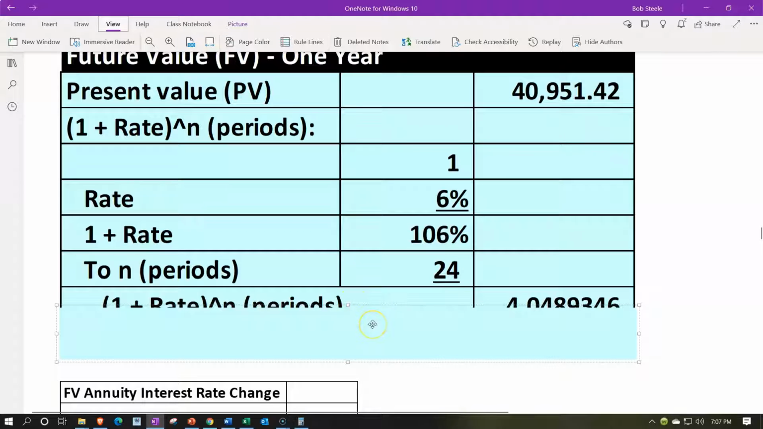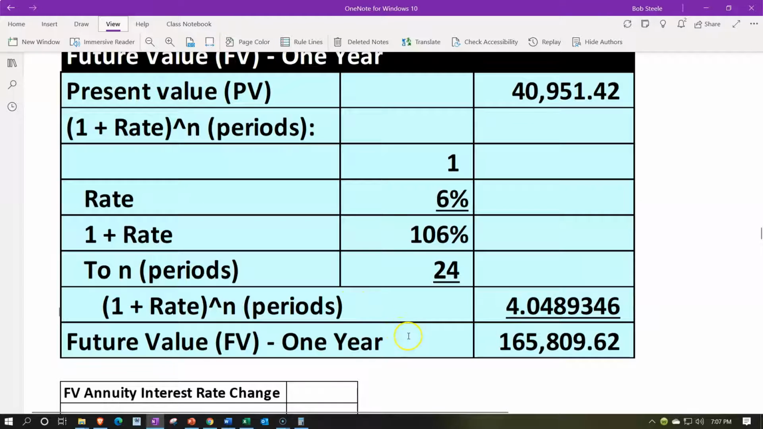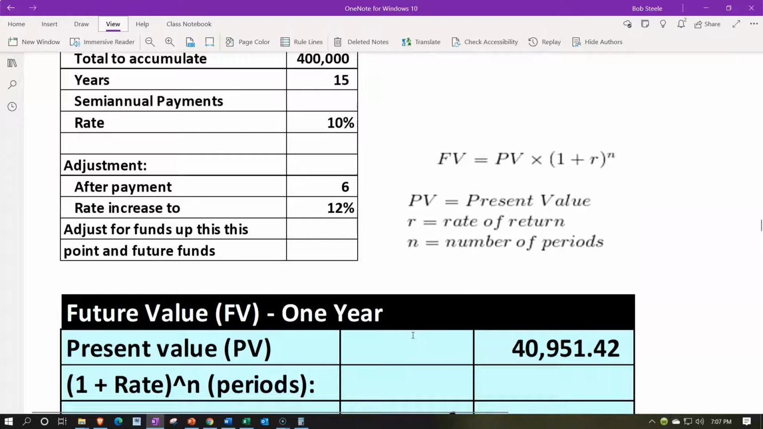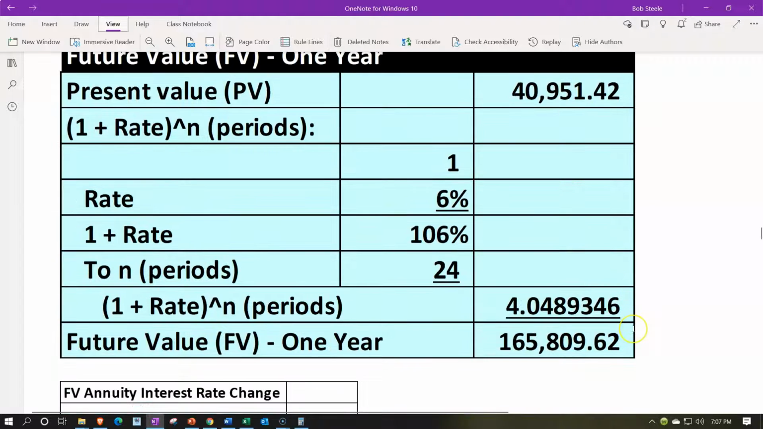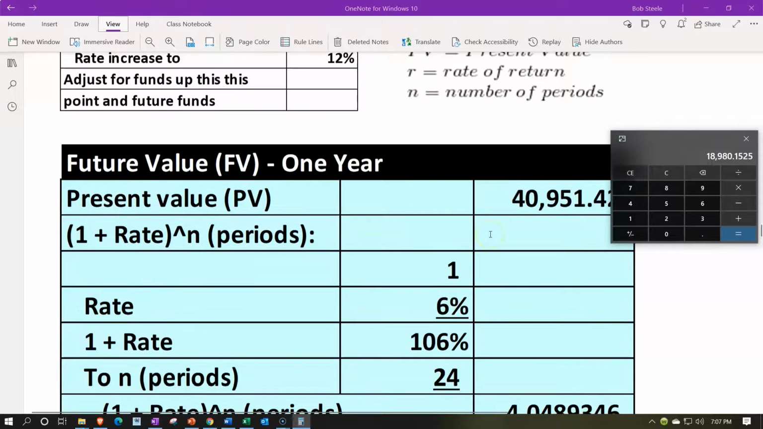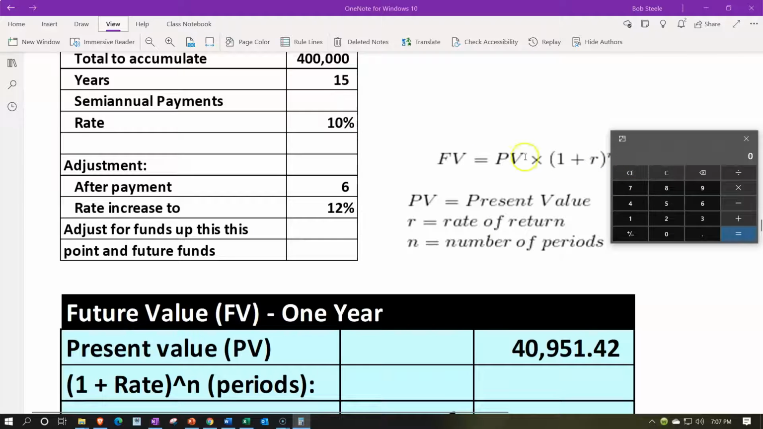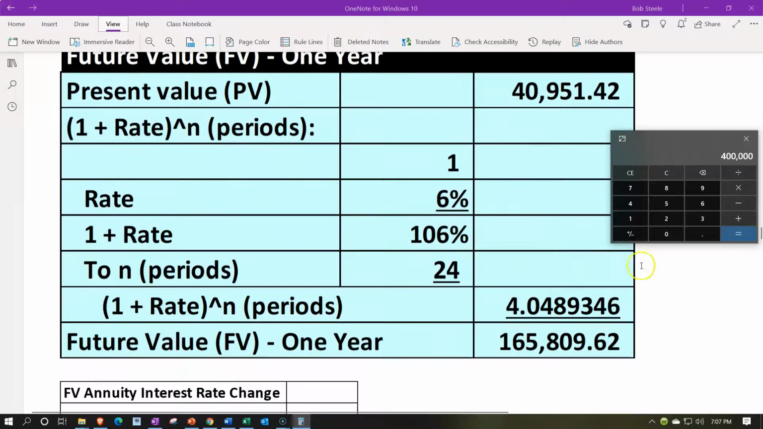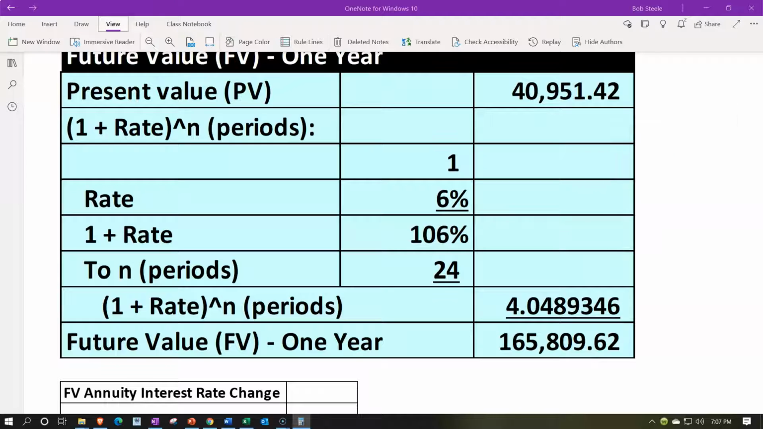106% to the power of 24 gives us 4.048936 and so on. Multiplying these two out, the final result is 165,809.62. So that means we're going to future value, and by the time we get to the end of this 15 years, we think we're going to have that amount. We need to get to the 400,000 minus what we have, our future value at this point, 165,809.62, which means we're going to need another 234,190.38.